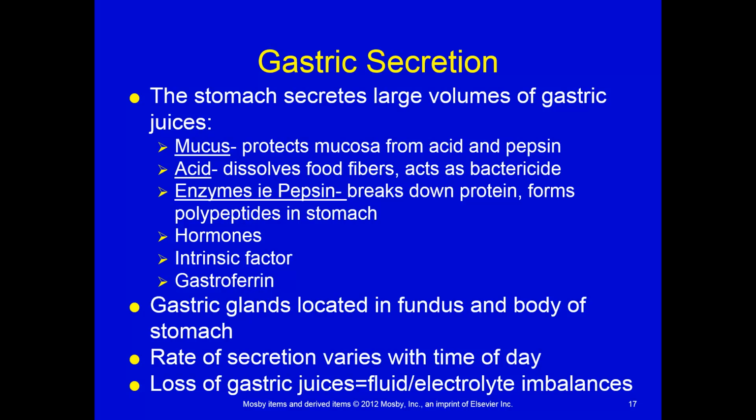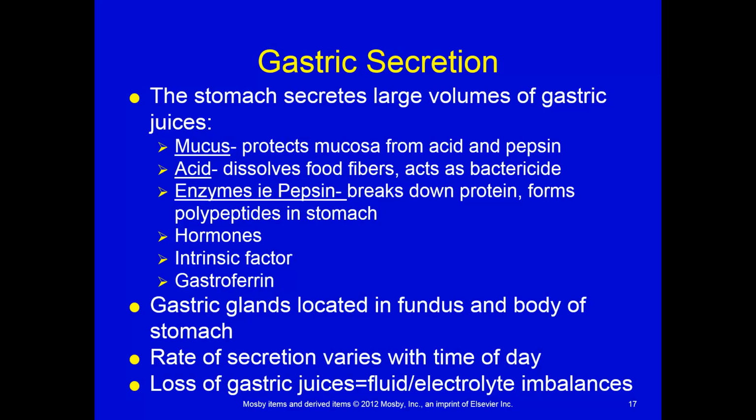And then obviously, because there's such an important pH aspect to a lot of the gastric secretions found in the stomach, loss of gastric juices can cause major fluid and electrolyte imbalances. Anyone know what I'm talking about? What kind of things could you lose gastric juices with? Yeah, nausea, vomiting, and then obviously diarrhea as well. Good, very good.